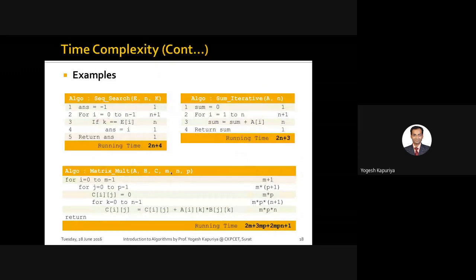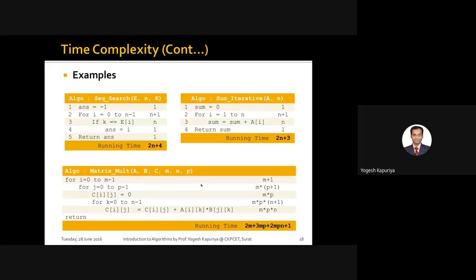okay, matrix multiplication. This is a well-known algorithm. You might have written it as well. So here it's a matrix multiplication. That means you are given two matrices and you want to perform the multiplication of them. So A and B are two input matrices and C is my output matrix.